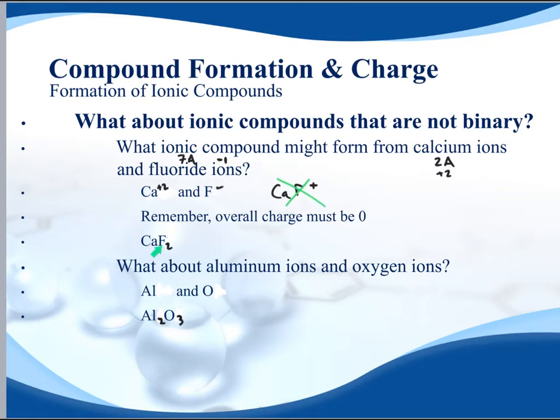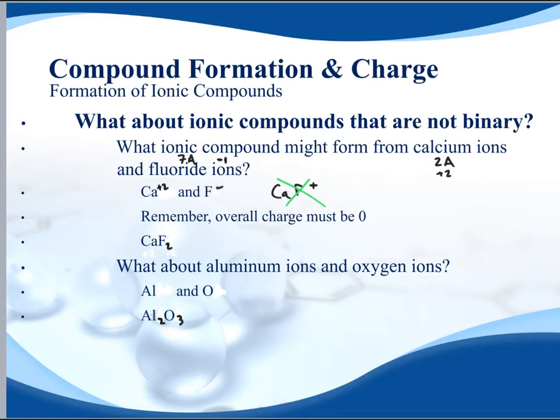What we get is two fluorides combine with a single calcium there so that the overall charge is 0, right? This one, there's +2 coming from the calcium, and each fluoride is -1, so that's a total of -2, right? And that would cancel out. So that's how we end up with the formula for CaF2 there. Okay. What about aluminum ions and oxygen ions?